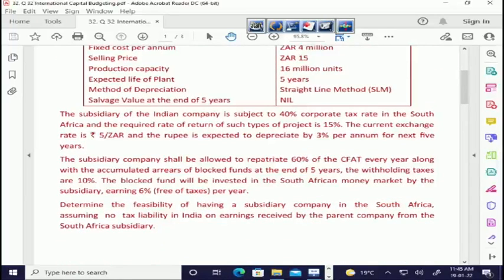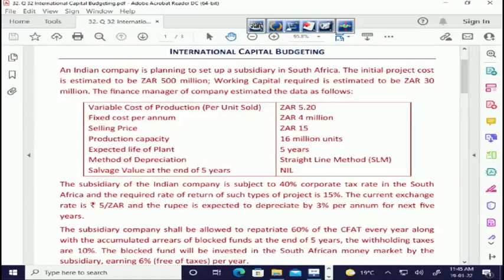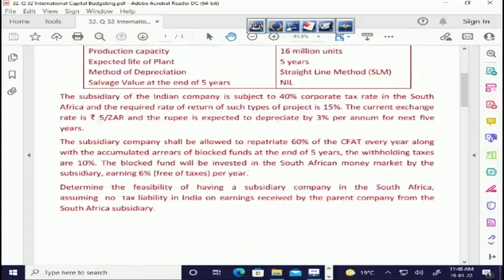The subsidiary shall be allowed to repatriate 60% of CFAT every year. So I calculated the CFAT. I can repeat the entire process again. 15 minus 5.2 is 9.8. 9.8 into 16 is contribution. That minus 4 is EBITDA. And that minus 100 is EBIT. That into 0.6 is NOPAT. That plus depreciation of 100 is CFAT. Okay. So CFAT is 131.68.